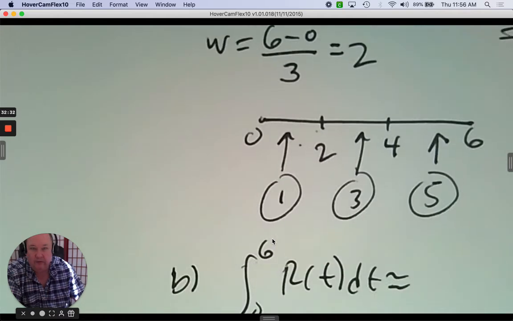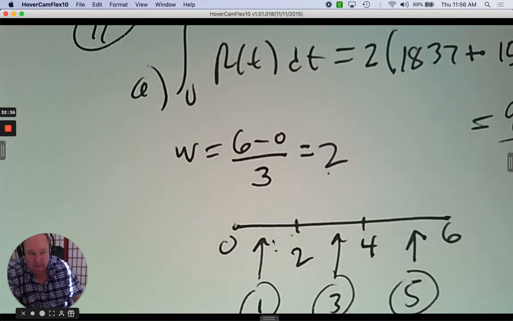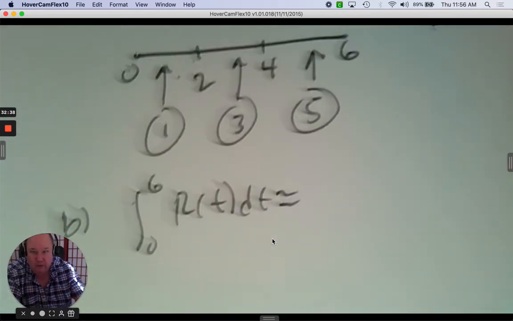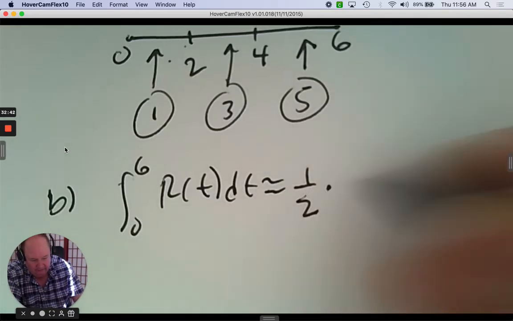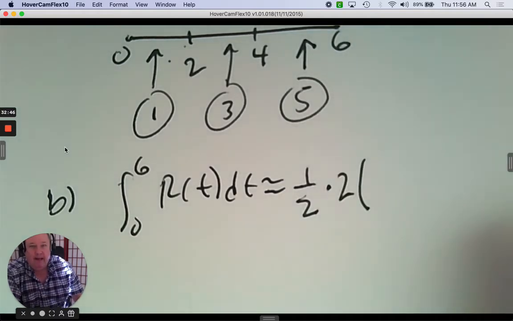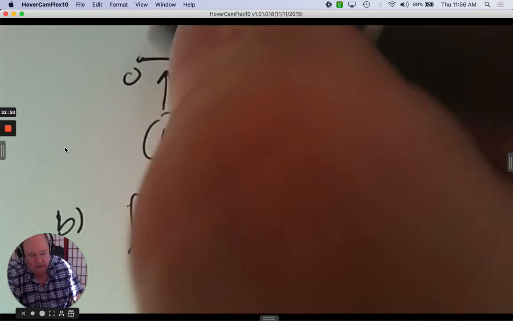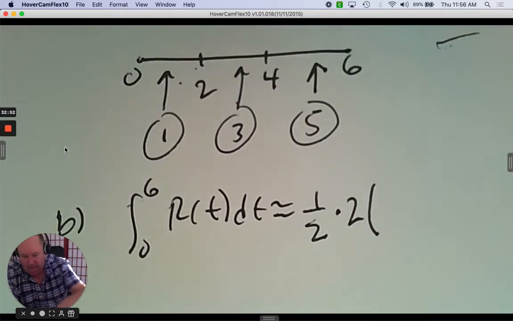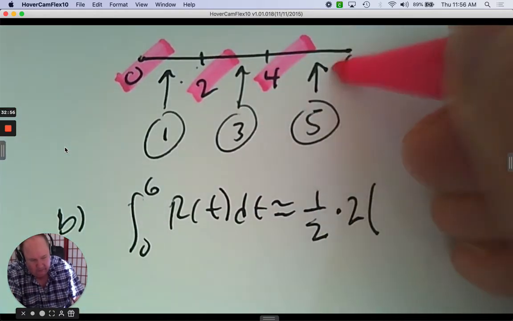So we have 3 trapezoids. The width of each trapezoid would be the same, so it's 2. Now for the trapezoidal rule, it starts with 1/2. So the formula for a trapezoid is 1/2 times the common width, which we said is 2. And now we're not going to use the mid values, we're going to use each one. So it's 0, and then 2, and then 4, and then 6.